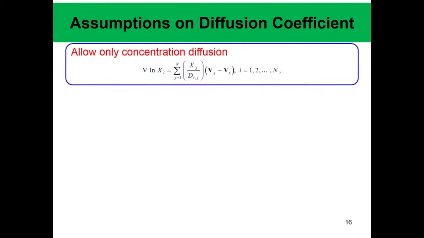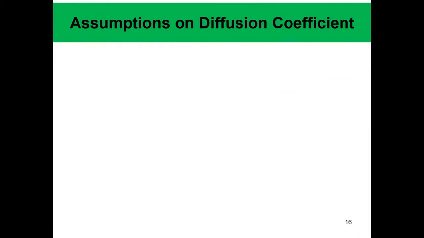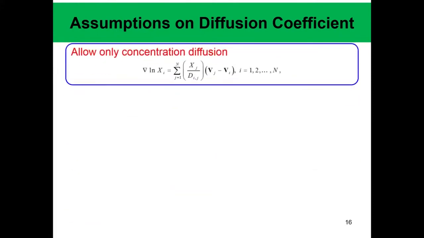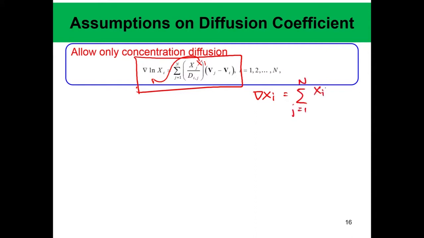And then we simplified: we only consider the concentration gradient effect on diffusion. So this is what we are left with. Here you see that xi was here, with a summation over j, so the xi has come over here. The actual equation was the gradient of xi equal to the summation over j equal to 1 to n of xi xj divided by dij times the vector vj minus the vector vi. Since we have neglected other terms, now the xi can escape this and come over here. When it comes to the denominator, it becomes log of xi.